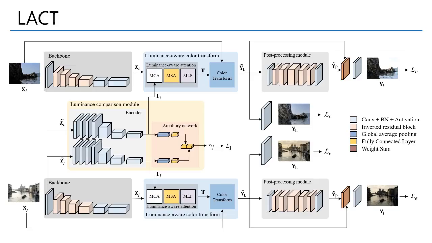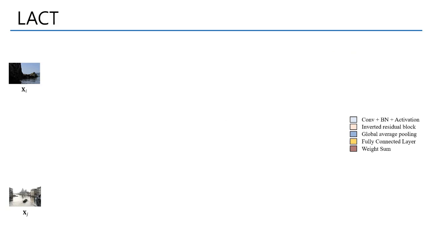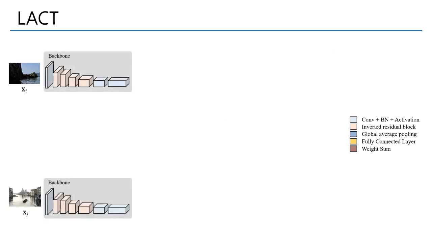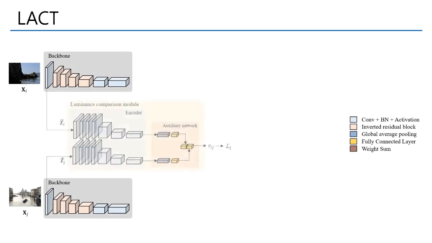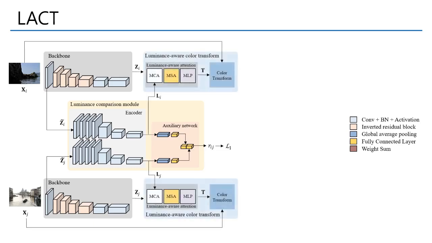This figure illustrates the overall architecture of LACT. In the training process, we take two randomly selected images as input. The backbone network encodes the input image into image features. The luminance comparison module takes early features of the backbone and extracts luminance features to exploit the exposure conditions of the input image. The luminance-aware color transform combines the luminance features and the image features to estimate the set of transformation functions for each color channel.